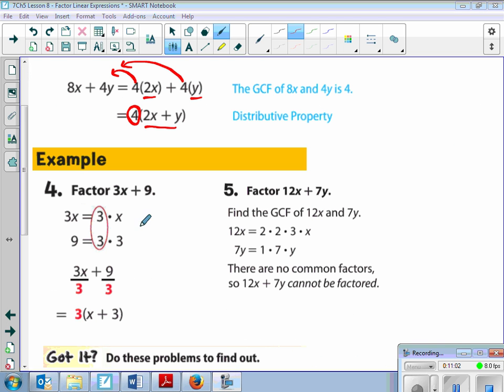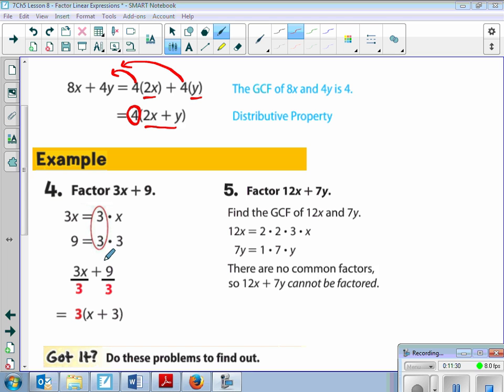In the examples, for example 4 and 5, here we want to factor 3x plus 9. So the first thing we want to do is find out what the GCF is. What can we divide into out of both of those? What can we take out of both of those evenly? 3x we can break down to 3 times x. And of course 9 can be broken down to 3 times 3. So the GCF is 3.